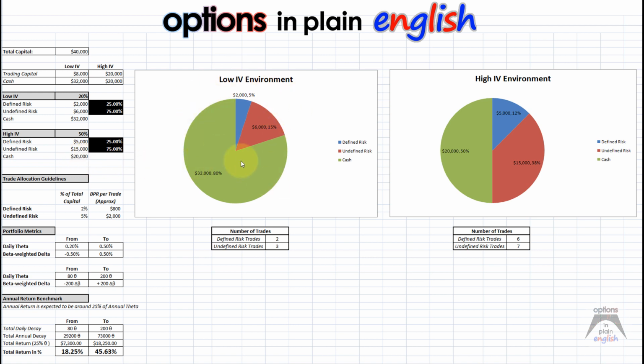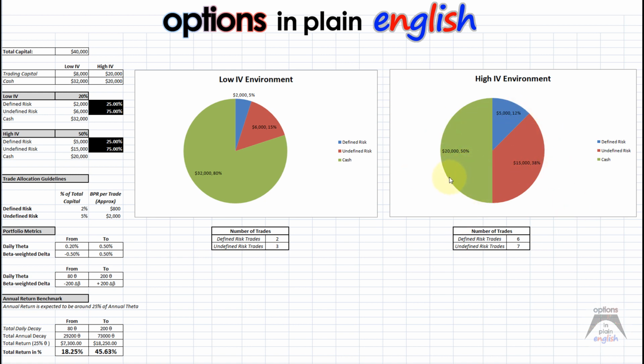So this is a visual representation, of course. It's just a pie chart here. So if it's a low IV environment, this is cash, this is defined risk, and this is undefined risk. If it's a high IV environment, so for premium sellers, a favorable market condition, then we're going to keep 50% in cash, 20,000, and we're going to allocate 5,000 to defined risk and 15,000 to undefined risk. So you can see more or less how your portfolio is being used.